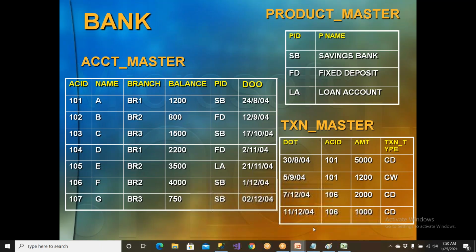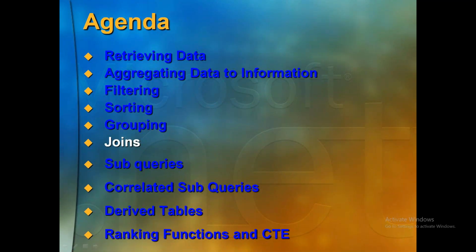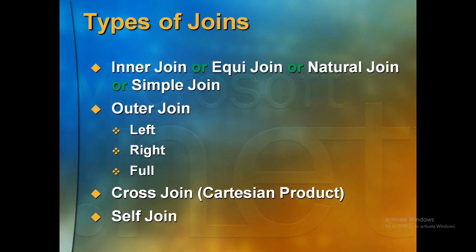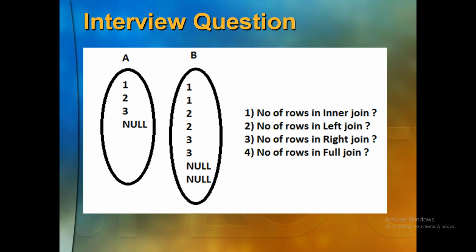Tomorrow we'll see some more examples, and before going, let me give you one interview question. This is my table: 1, 2, 3, null, and 1, 1, 2, 2, 3, 3, null, null. You need to tell me tomorrow the number of rows in inner join, the number of rows in left join, the number of rows in right join and full join. Am I clear? So you need to tell me the number of rows. These are compulsory interview questions, asked in all the interviews. They'll give you two tables and ask you like this.